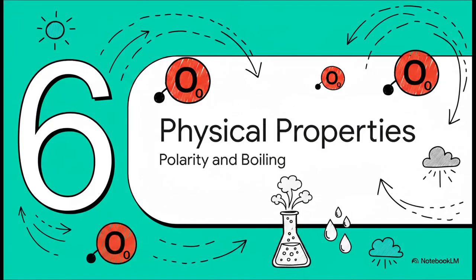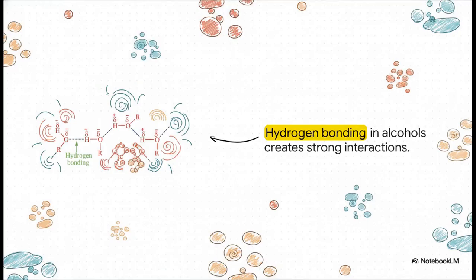Section 6. Polarity and physical properties. Drawing structures on paper is great, but we really need to know how these functional groups rewrite physical behavior out in the real world. Why are some liquids? Why do some boil so easily? It all comes back to the oxygen atom.